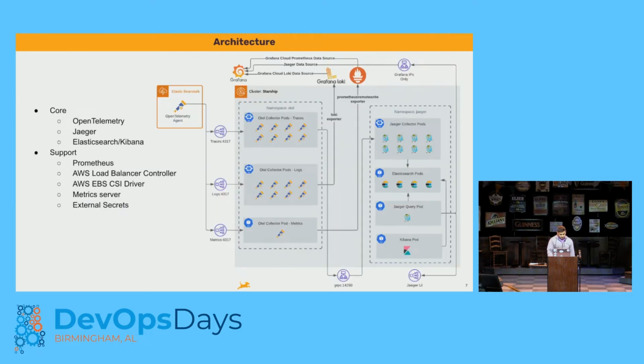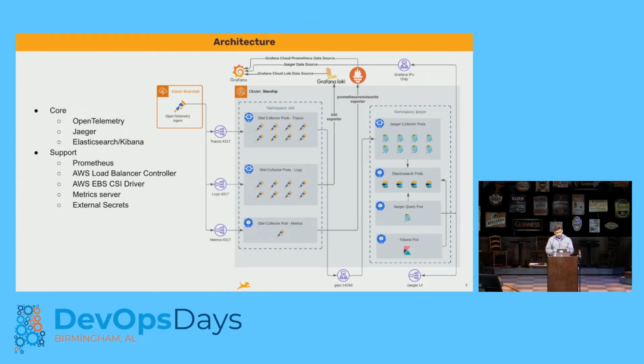All right, so here's the core architecture of what this looks like. I apologize if it's too small, but I'll try to talk through it as best as possible. There are really 3 main core components to what our infrastructure consists of. We have the OpenTelemetry collector pods, we have our Jaeger collector pods, and then we have Elasticsearch and Kibana. Kibana is mainly for us as DevOps in order to monitor our Elasticsearch instance.